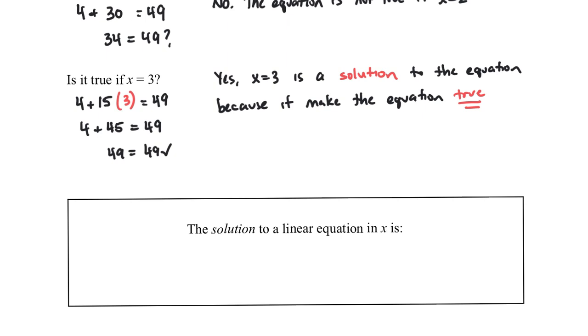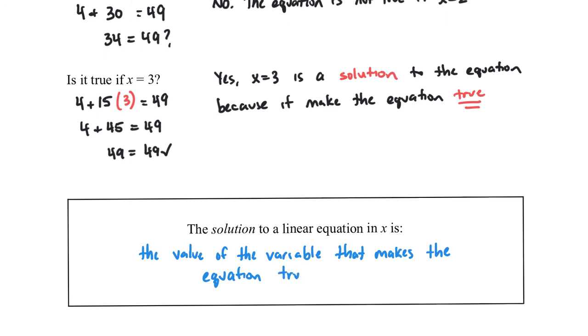So the solution to a linear equation is the value of the variable, x, y, whatever it is, that makes the equation true. And that's really, really important. It's the value of the variable that makes the equation true. Okay?